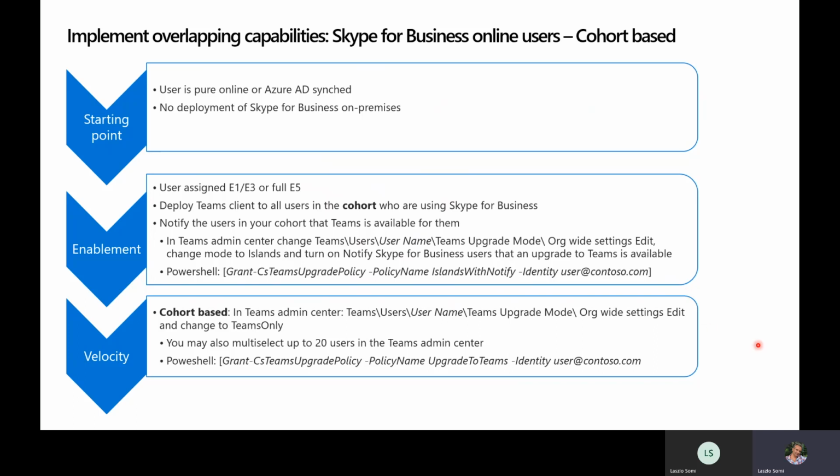You drive your adoption change management program, and you can upgrade the users in the tenant admin portal by multi-selecting up to about 20 of them at a time. And you can also trigger the meeting migration service at the same time, or you grant them the policy from PowerShell, and in that scenario, you still need to trigger the meeting migration service manually for the user.